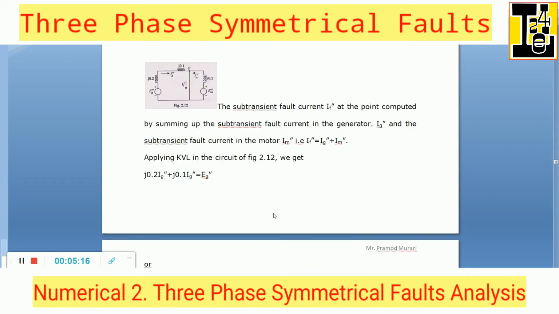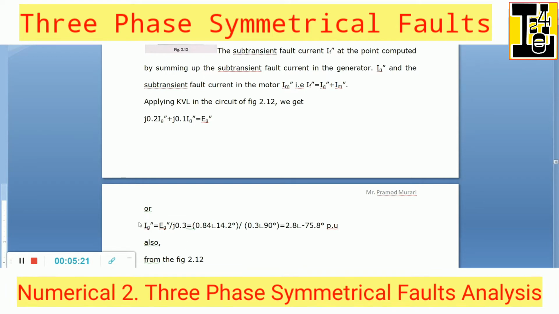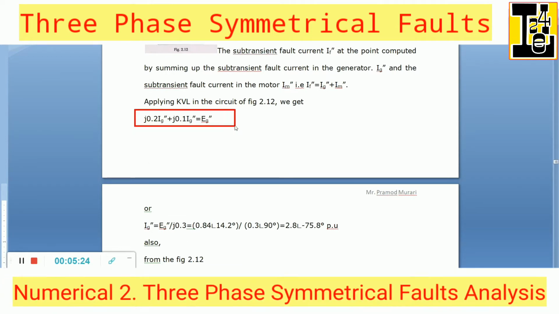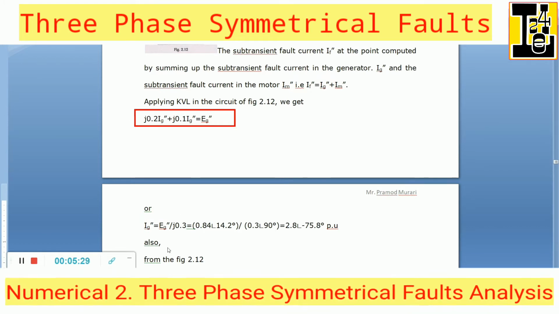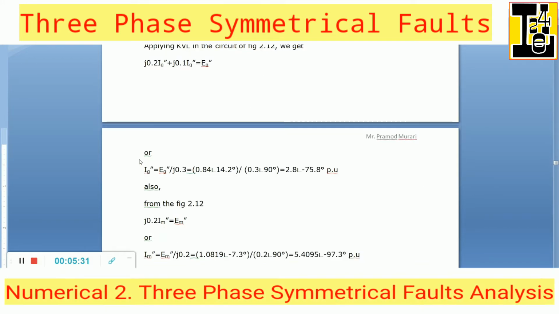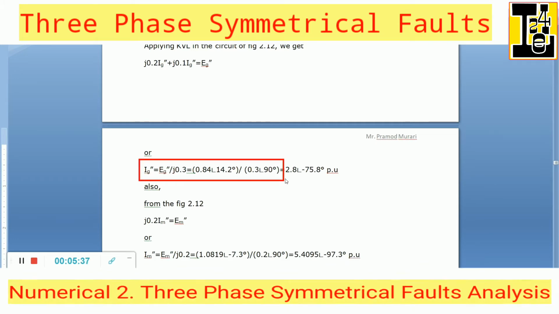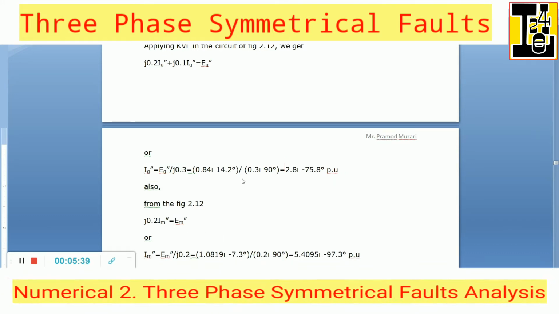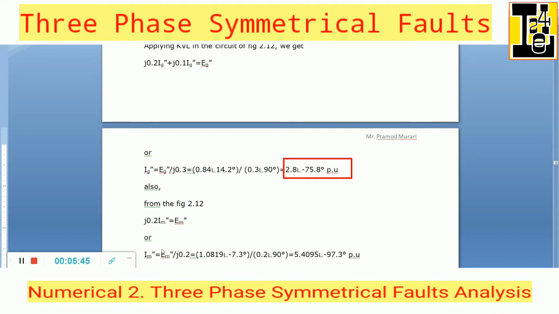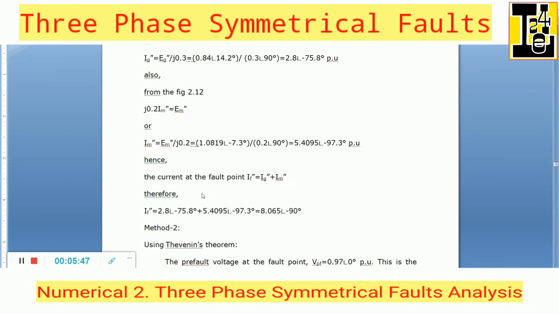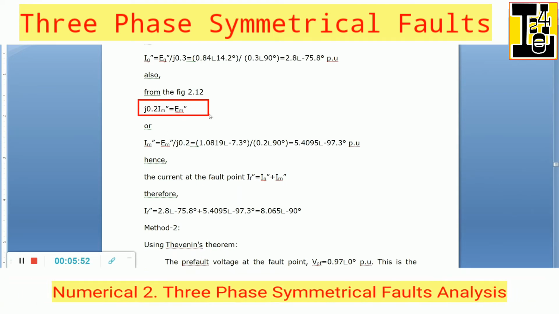Applying KVL in the circuit, we will get 0.2 jIg double dash plus 0.1 jIg double dash is equal to EG double dash, or I can say Ig double dash is equal to EG double dash divided by 0.3j. So on solving, we will get 2.8 at an angle minus 75.8 degree per unit. Also from the figure we can write 0.2j Im double dash is equal to Em double dash.